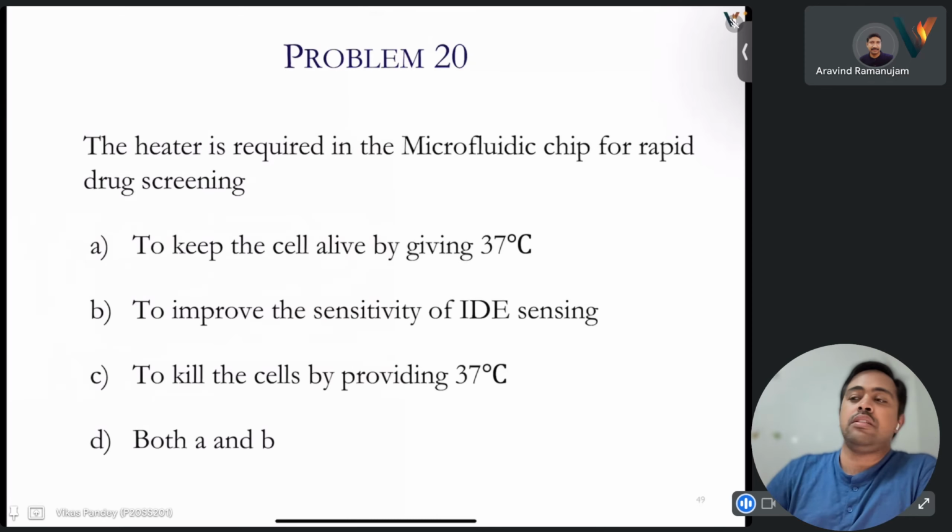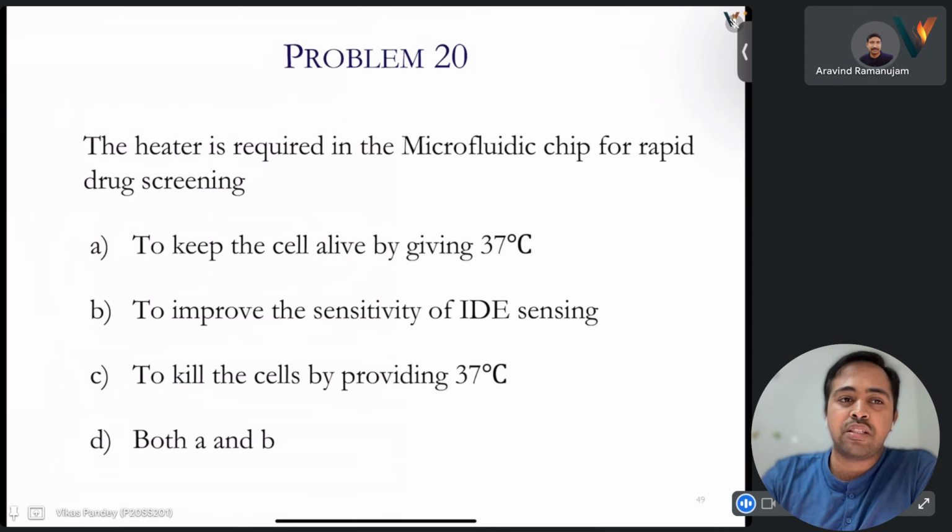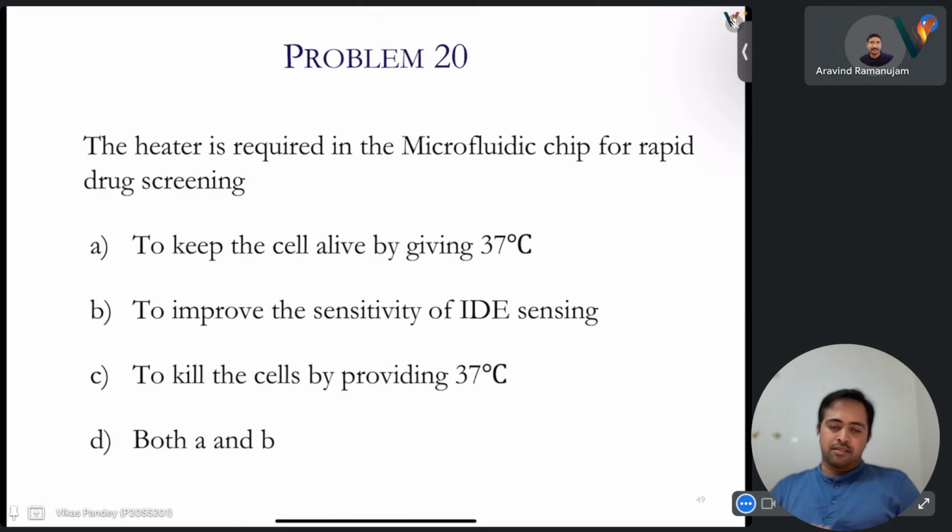Now the next: a heater is required in the microfluidic chip for rapid drug screening. Is it to keep the cell alive by giving 37 degrees Celsius, to improve the sensitivity of ID sensing, to kill the cell by providing 37 degrees Celsius, or A and B? Yes, to keep the cell alive by giving 37 degrees. A is correct.